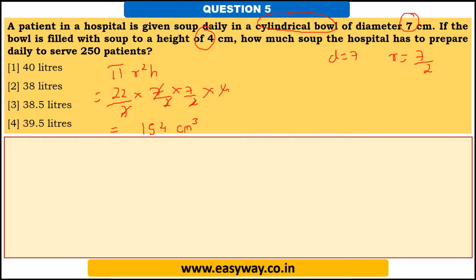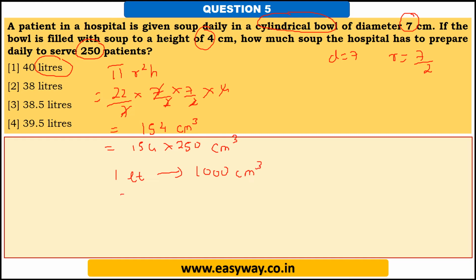Now this is the amount of soup given to one patient. We have to find out the amount of soup given to 250 patients. So we have to multiply 154 into 250. Okay, now the answer here we are getting is in centimeter cube, and the answer given is in liters. So we have to convert the centimeter cube into liters. So now the conversion factor is 1 liter is equal to 1000 centimeter cube.